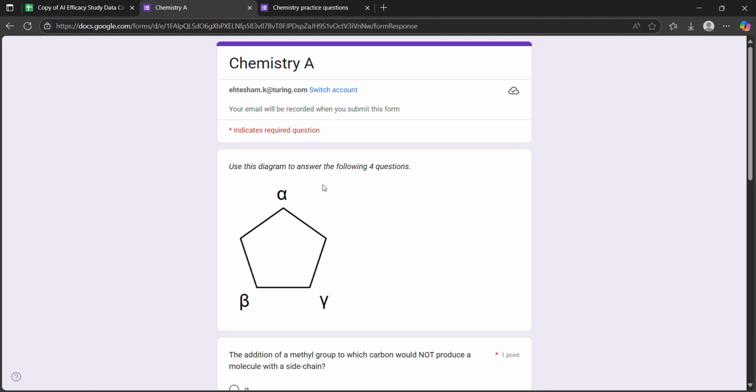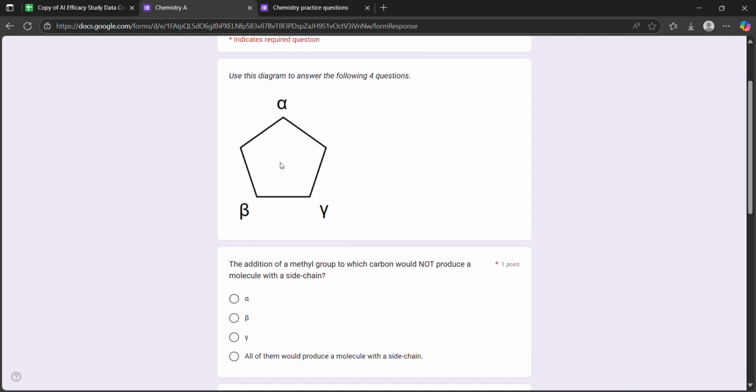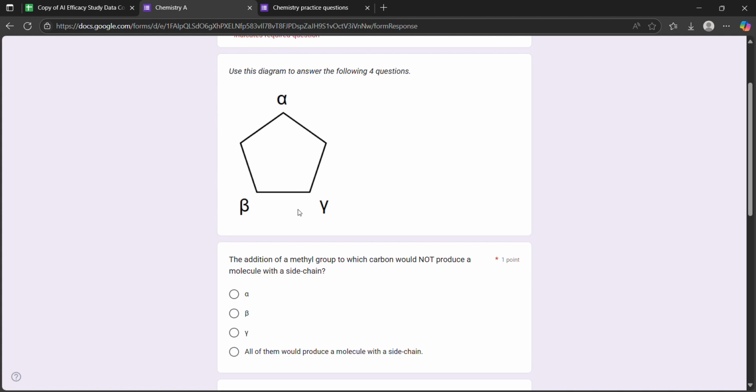Use this diagram to answer the following four questions. So this is a pentagram with alpha, beta, gamma. This is a pentagon, sorry. 1, 2, 3, 4, 5. Alpha, beta, gamma. I think this is pentane. The chemical name might be pentane.